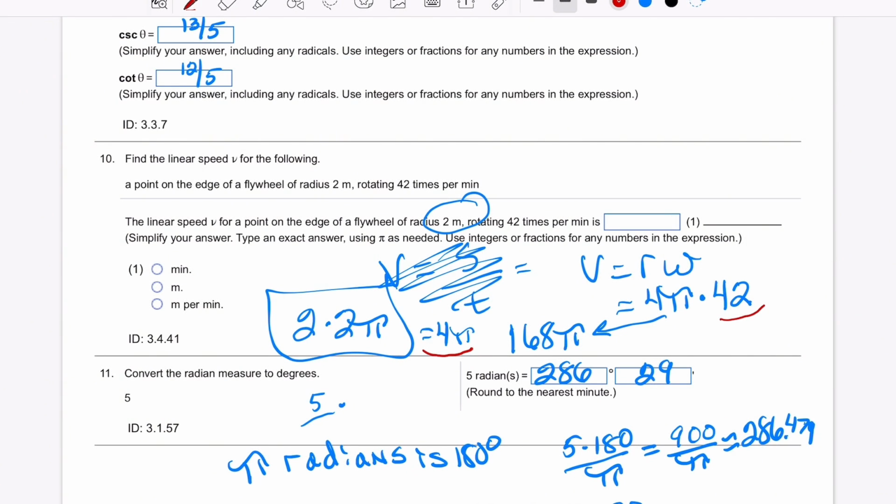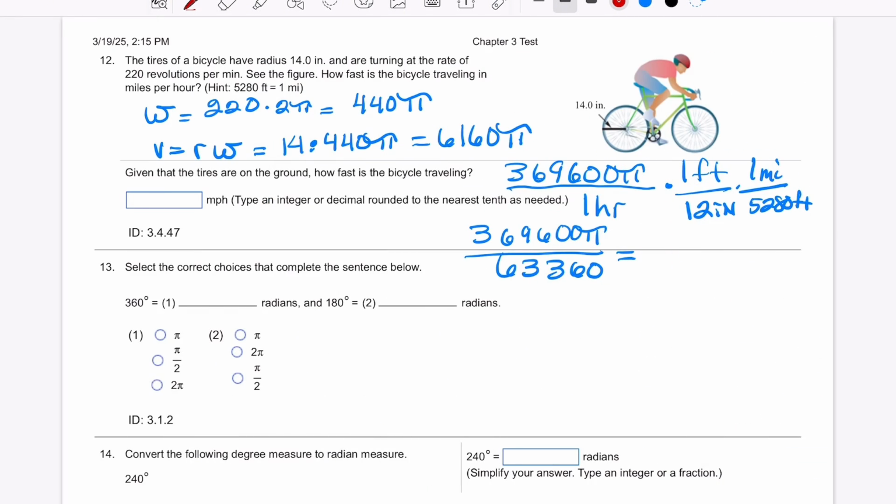Converting radian measure to degrees. We're going to take the radians here and multiply it by 180 over pi. And then we get 900 over pi, which is approximately 286.47. And then we just take the 0.479, multiply it by 60 to get the minutes here, which is about 29. And remember, this is a video, so I will post it.